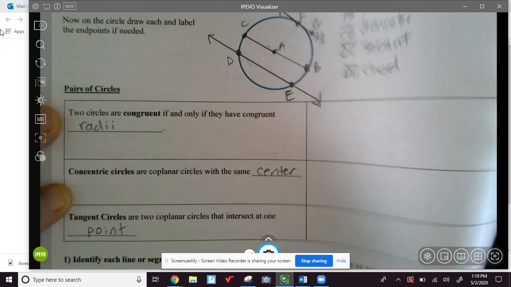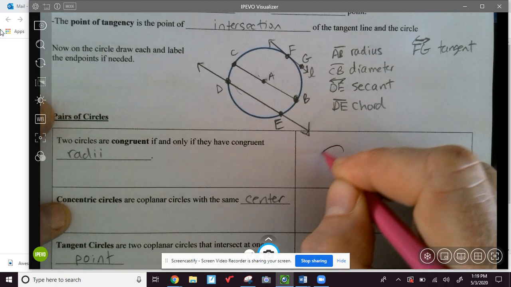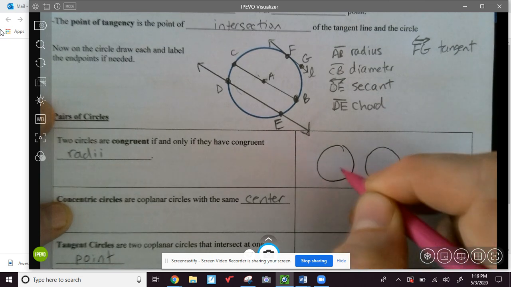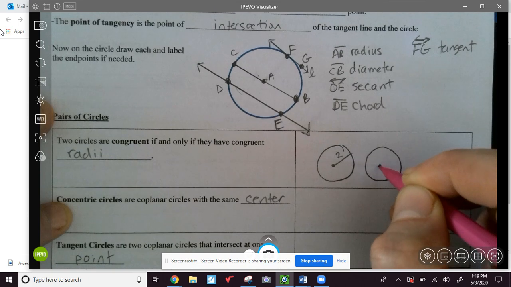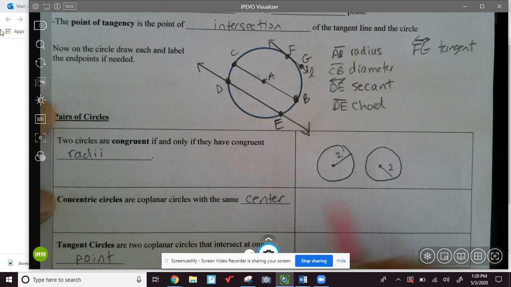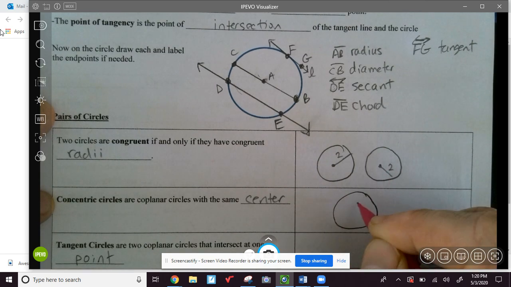Now you can draw these if you want to. I'm just going to go over here real quickly. I'm going to draw best I can. So radius is 2. Radius is 2. All right. They share the center. So it means you're going to have one circle and another circle inside.